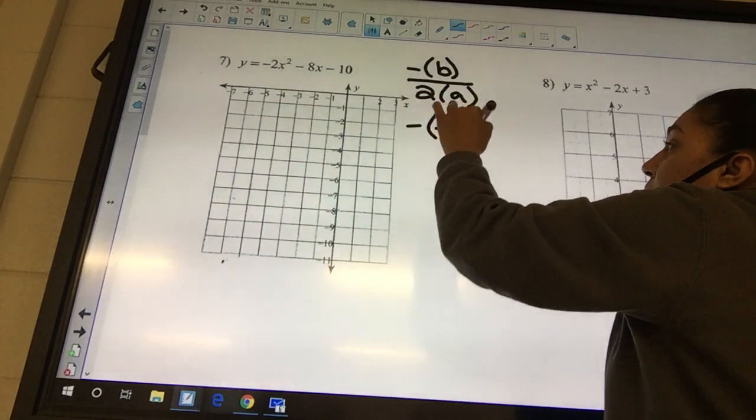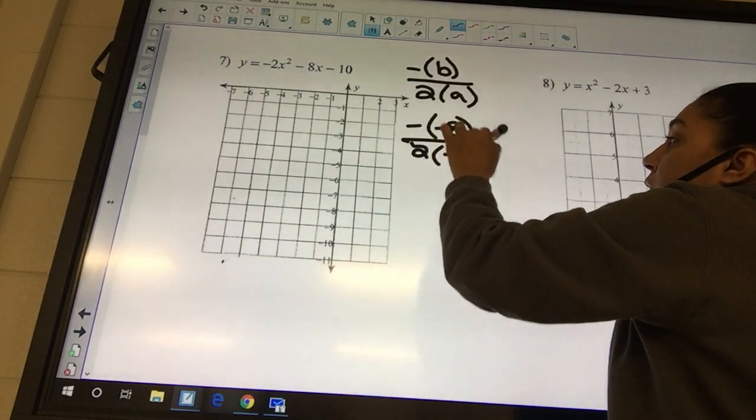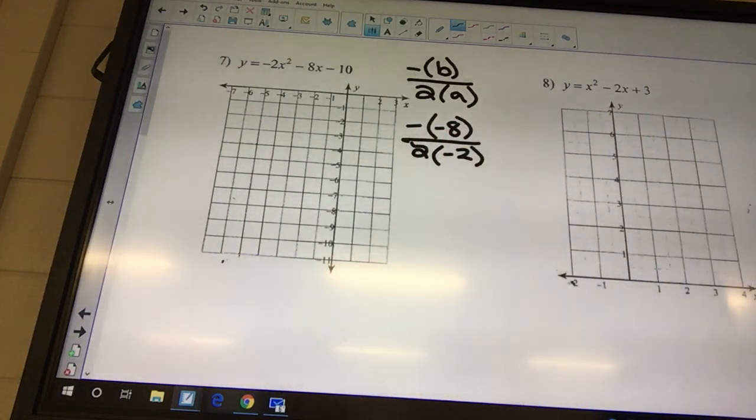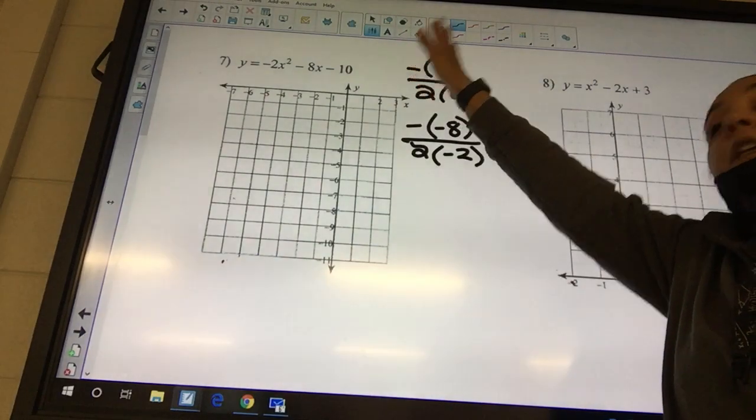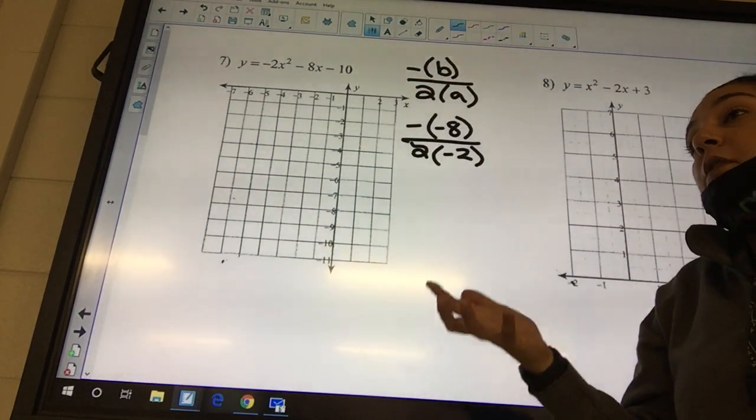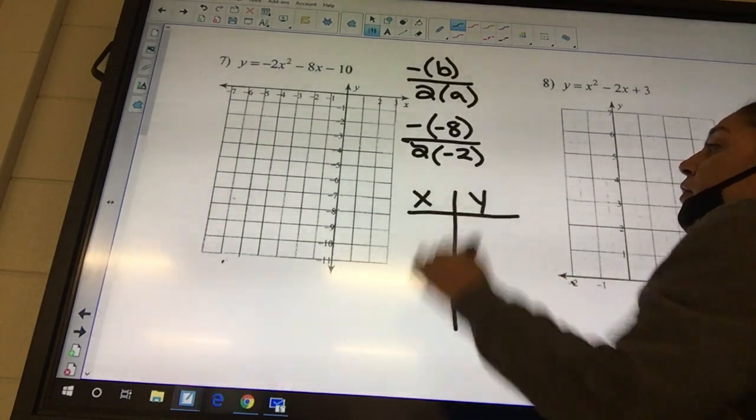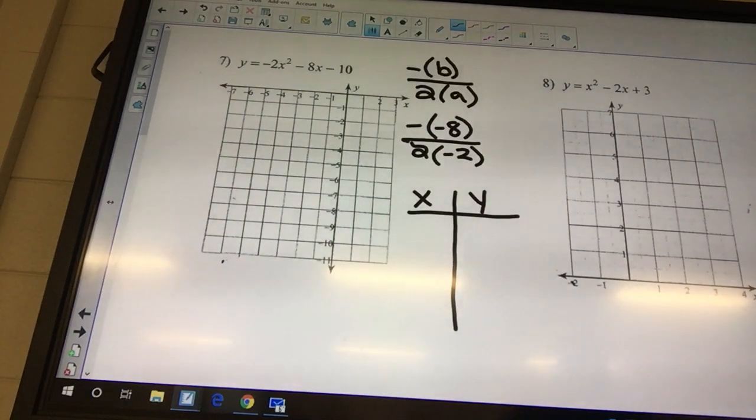Negative 8 over 2. What's our a? Why you put a negative outside and inside? Because what's the formula say, Ronnie? It says negative, and then whatever b is. And b just so happens to be negative also. Okay, so plug that in to your little calculator and see what you get for your first number.